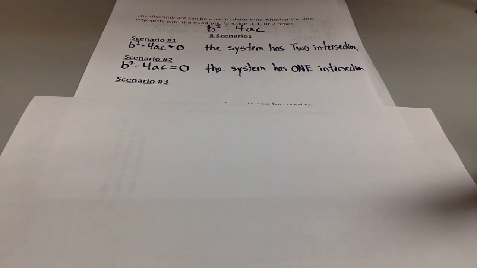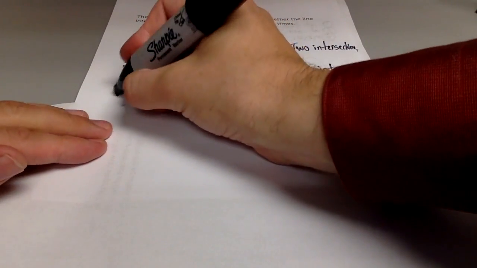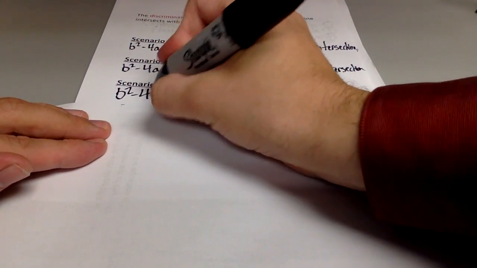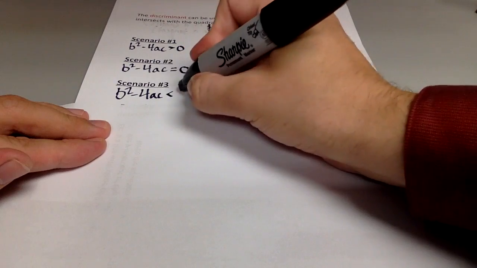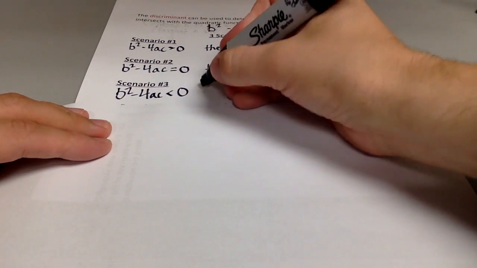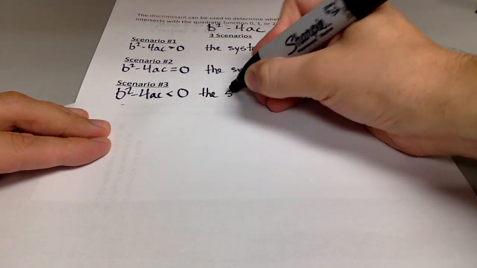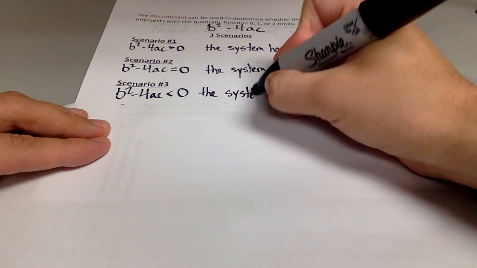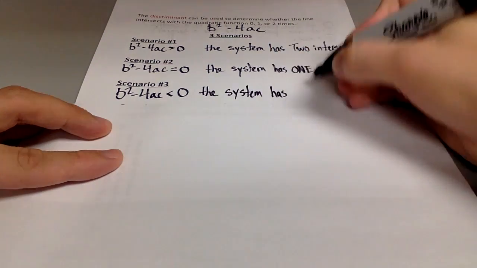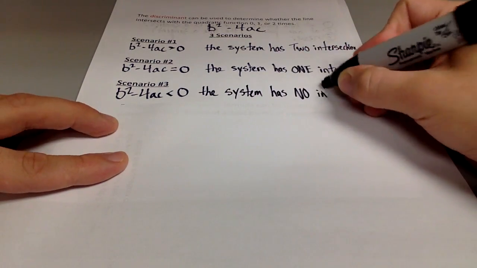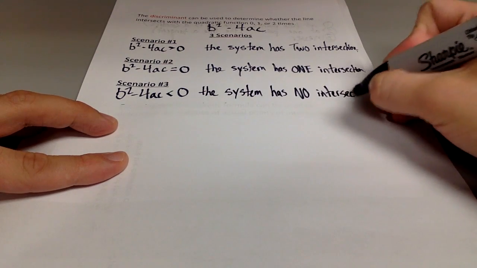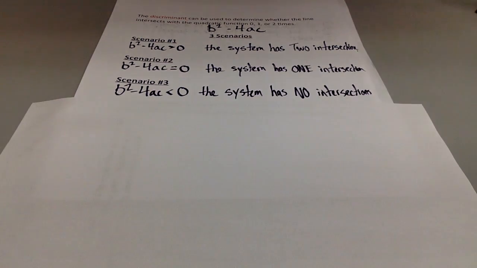And lastly, the last scenario was when we have no solutions. That just leaves us when the discriminant is less than 0. Our system has no intersection. This is the case where the line and the quadratic do not intersect.